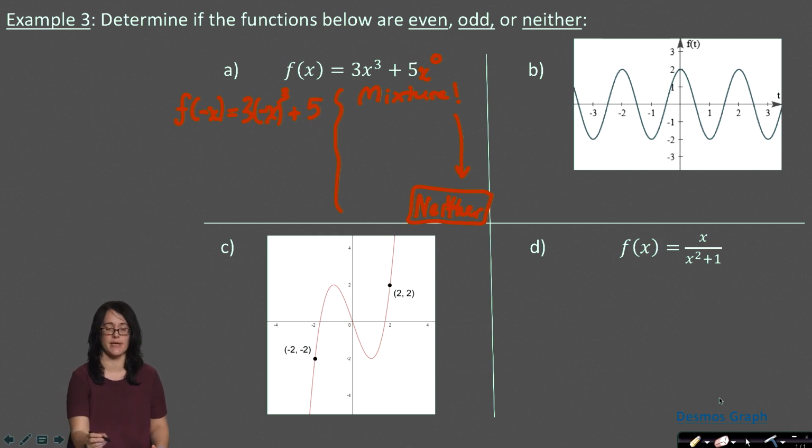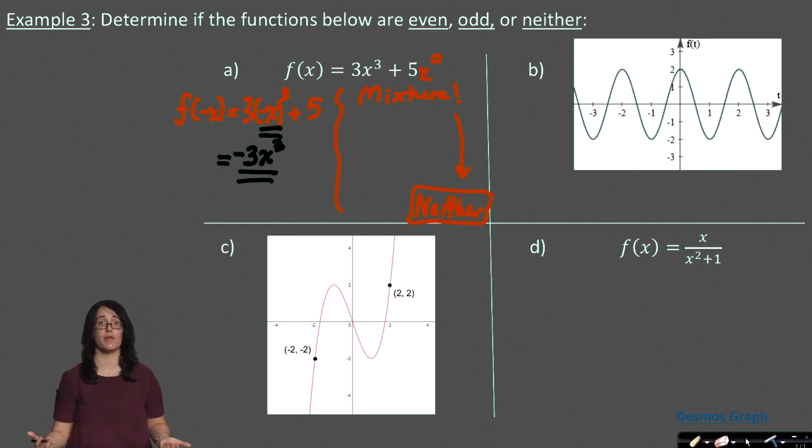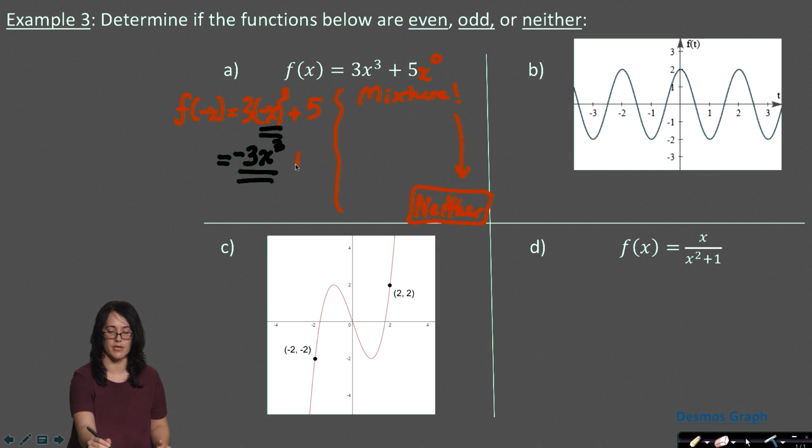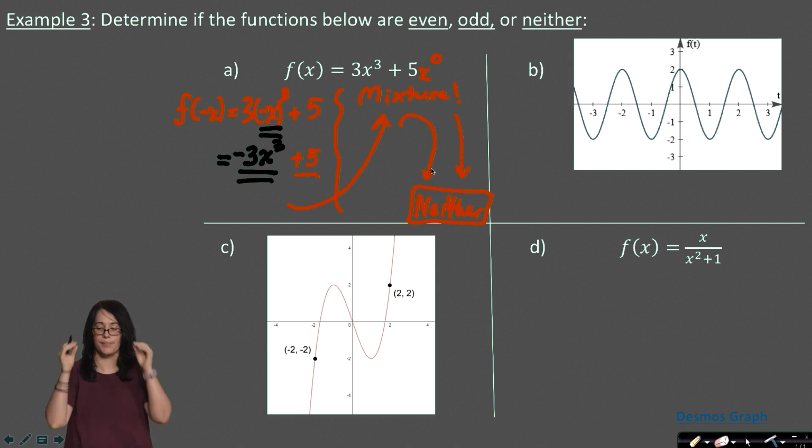In the first case, a negative x to the third power becomes negative, doesn't it? So that means a negative is multiplied by the number 3, so you really get negative 3x cubed. So that's the opposite than what we started with. But when we get over to 5, we notice that 5 is unchanged. It's exactly the same as we started with. So that's, again, a mixture, and a mixture means neither even nor odd.